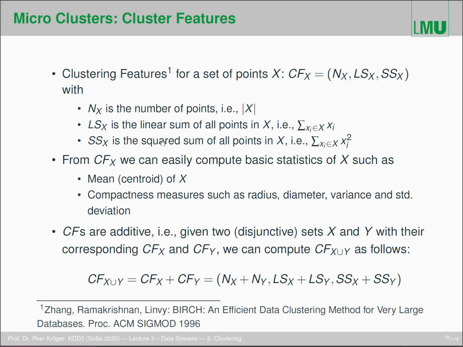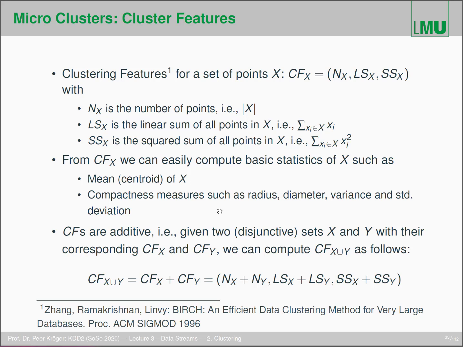And why do you do that? Because from those three things, you can easily compute basic statistics about x, like the mean, which is the centroid, which is probably needed with k-means, but also compactness measures like the radius, the diameter, variance, standard deviation, and stuff like that. For all that, you just need the linear sum, the squared sum, and the number of points. That is the rationale behind that.